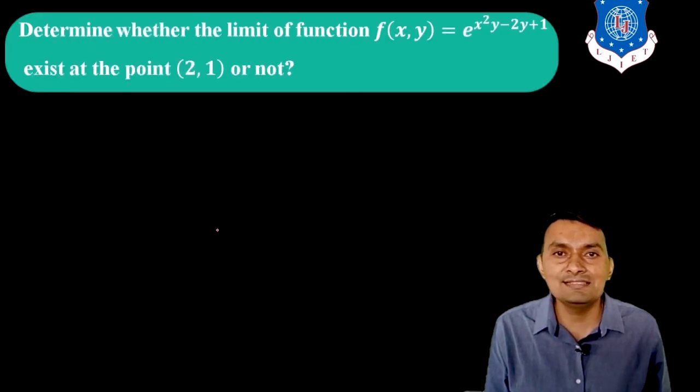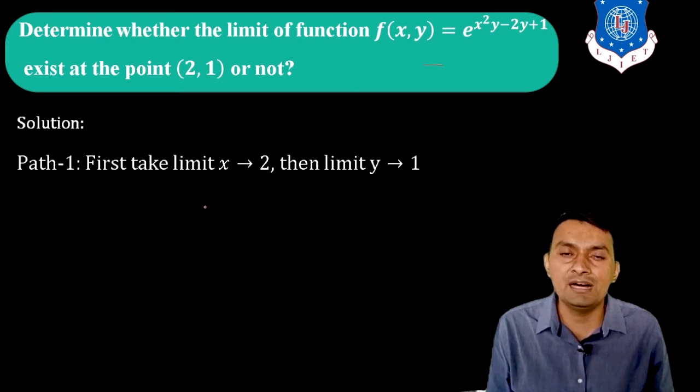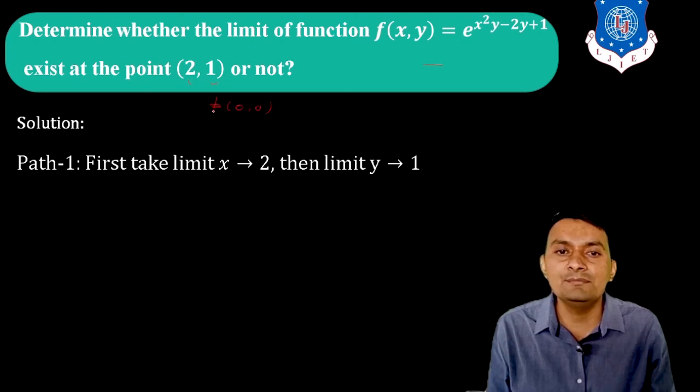So let us first consider an example. Determine whether the limit of the function f of x, y equal to e raised to x square y minus 2y plus 1 exists at the point 2, 1 or not. That means we are going to find the limit of this function at the point 2, 1. For that, we have to consider different paths. So let us first consider path number 1. Before that, we will keep in mind that A and B are not both 0 simultaneously. That means we can conclude that this is non-zero. That means to find the limit, we will consider only two paths.